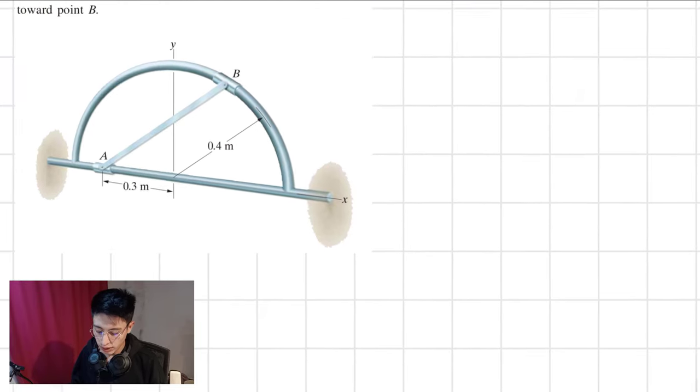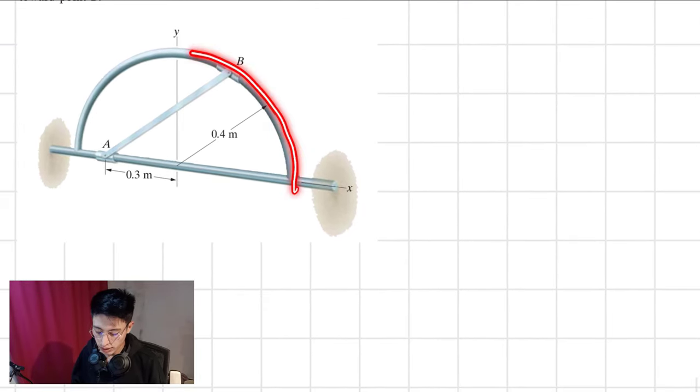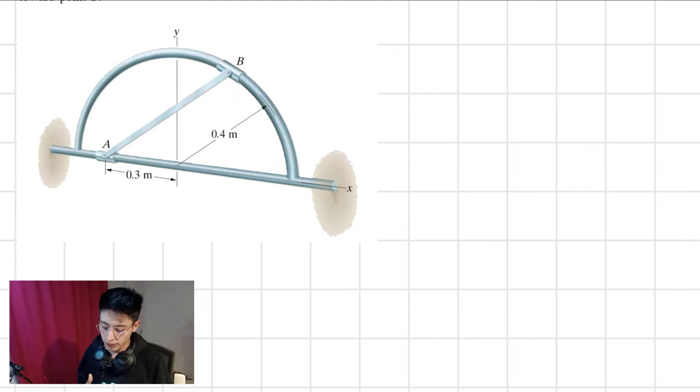Right? Basically, what we have right here is half of a circle. Right here, there is the middle of the circle. The radius is going to be equal to 0.4 meters. And the position with respect to the zero, regarding the point A, is 0.3 meters. And we have B on the perimeter, along the bar AB. All right, that is pretty much it.